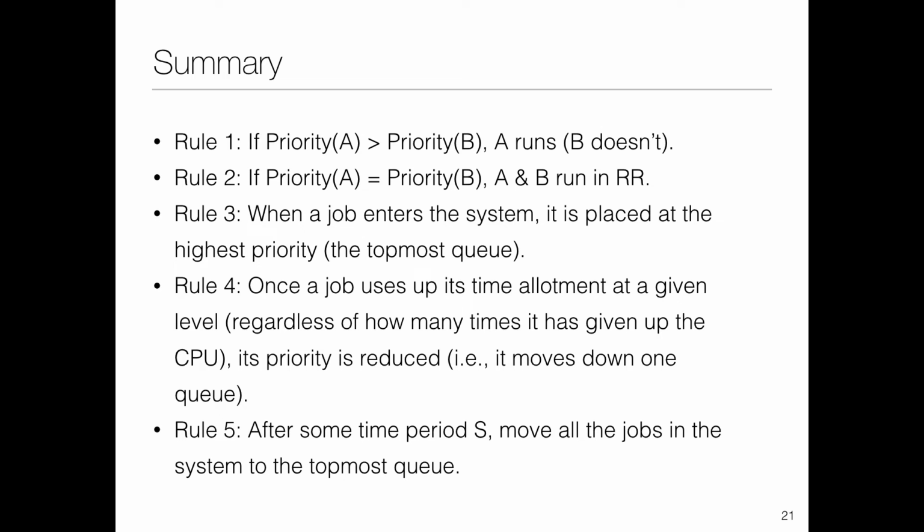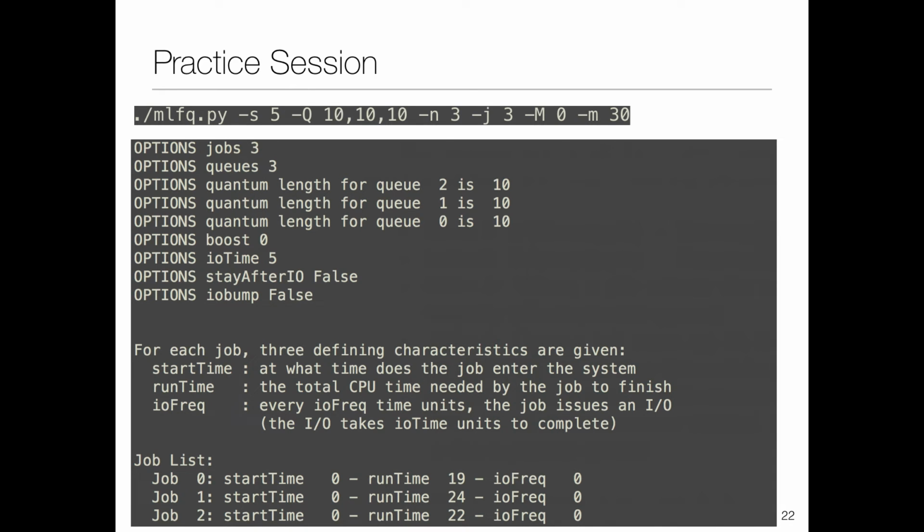Rule 4 was just made to prevent gaming. It says that once a job has used up its time allotment at a given level, irrespective of the number of times it has relinquished the CPU, it's demoted to a lower priority queue. And rule 5 was made to prevent which problem? Starvation and behavioral change. It says that after every time period S, move all the jobs in the system to the topmost queue.